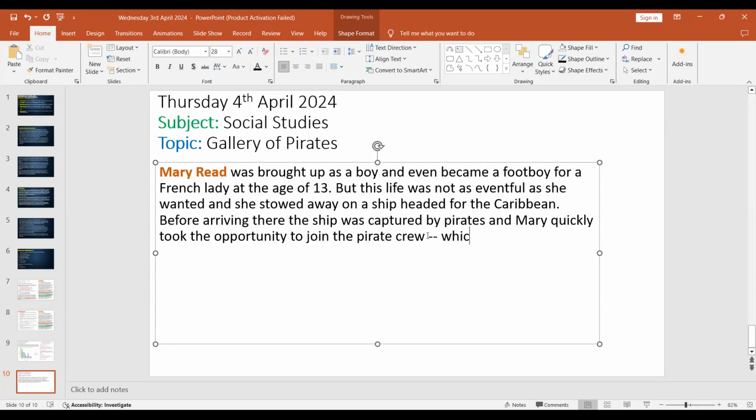Which was commanded by John Rackham. In this way, she joined Anne Bonny on board ship.